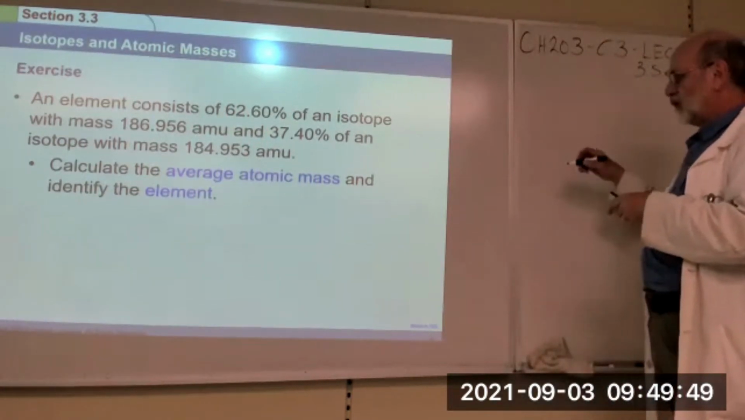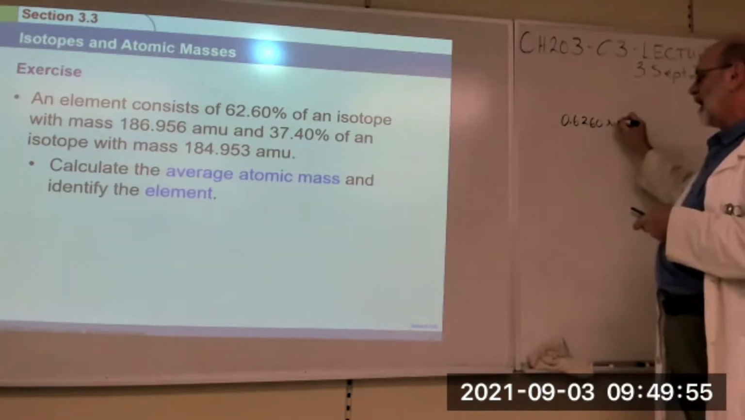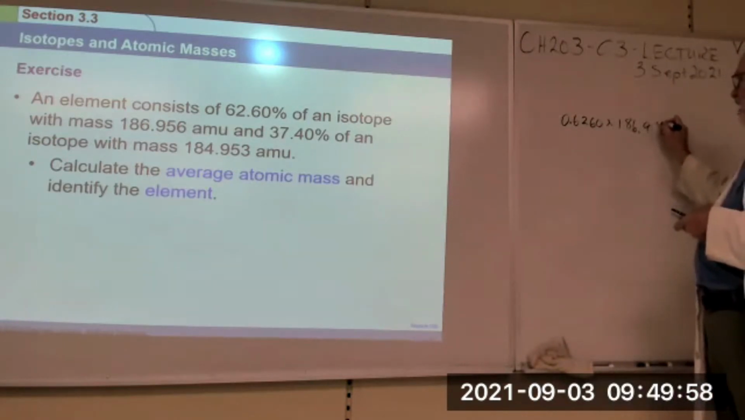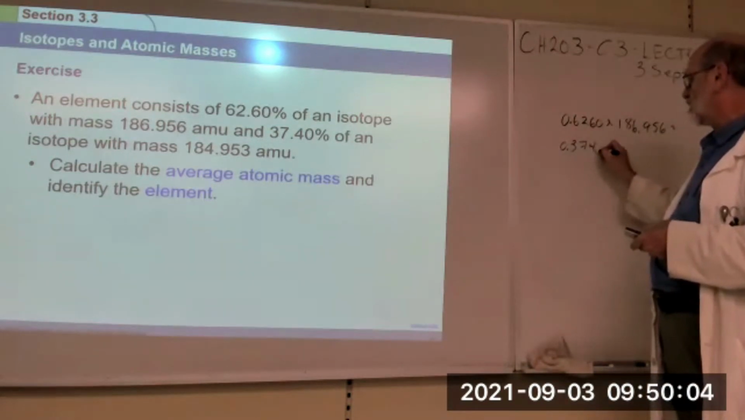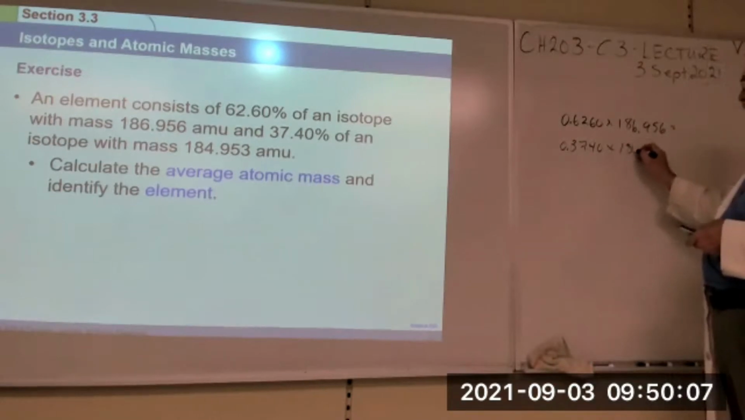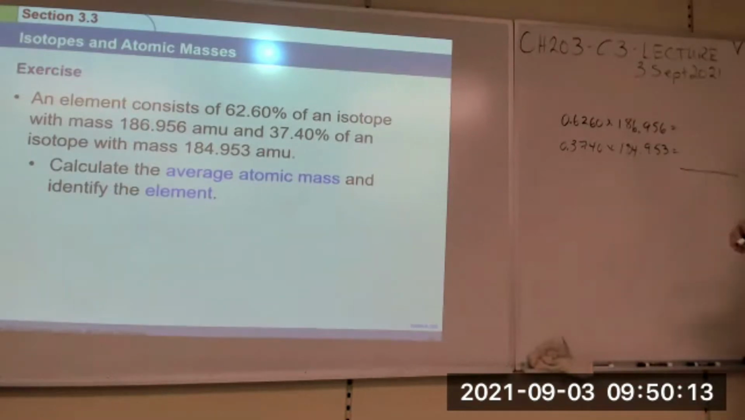So if we run the numbers and we say 0.626 times 186.956, that equals a value, and then 0.374 times 184.953. That's a value, and then we add those two together. Then we'll get an average atomic mass. Right. So rather than take up the time to do that, I've already got the answer here. So this should end up at 186.207 atomic mass units.